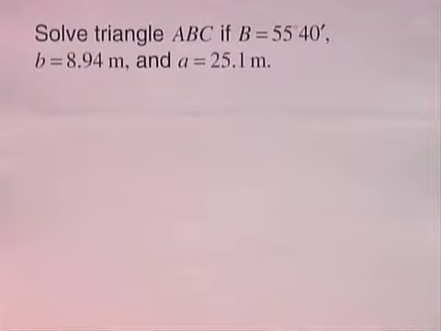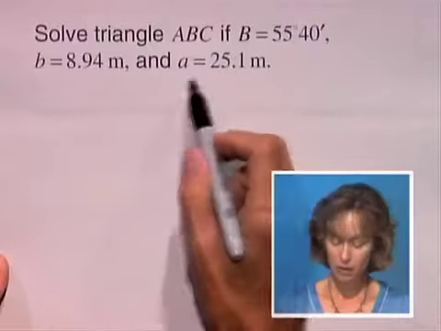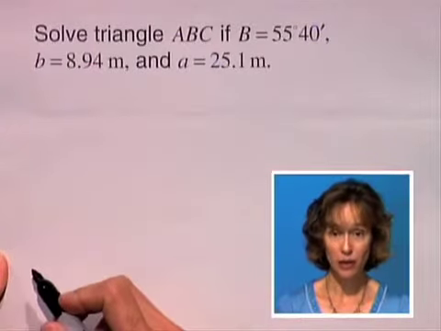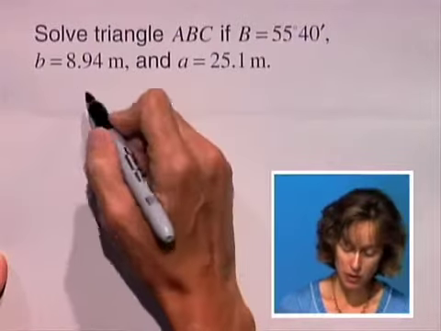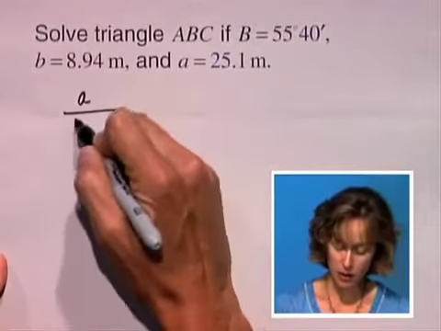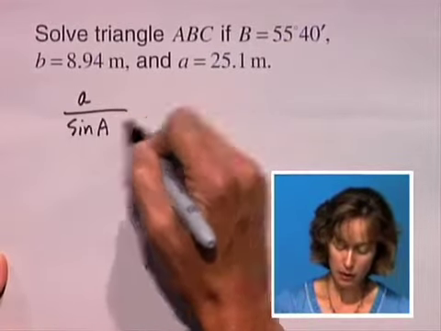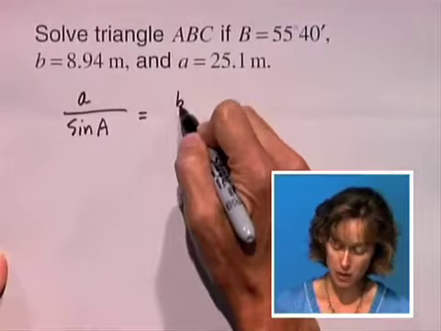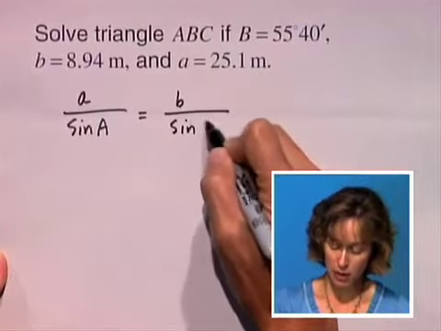Let's solve a triangle. We want to solve triangle ABC if angle B is 55 degrees 40 minutes, side B is 8.94 meters, and side A is 25.1 meters. Well, based on the information given, it looks like I can solve for angle A to begin with using the law of sines. A over sine angle A is side B over sine angle B.